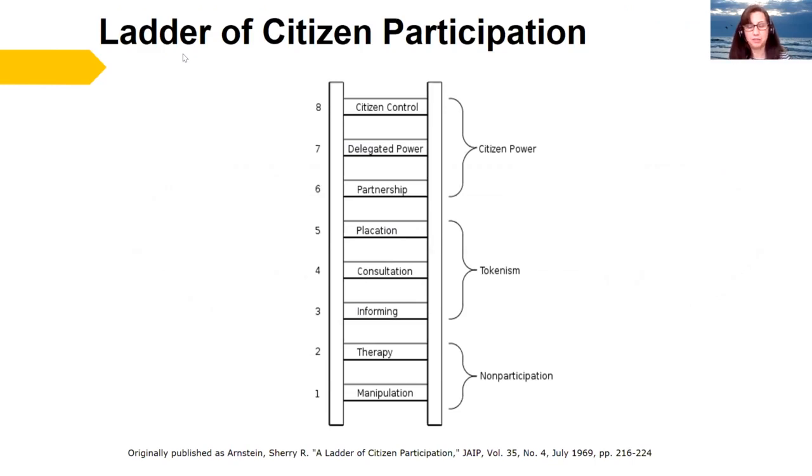Another way that this continuum is often pictured or visualized is through some sort of a ladder, and this is one that's often used by Sherry Arnstein. You'll see on this ladder, there are 8 rungs, where at the bottom is non-participation, manipulation, therapy, or informing. In the middle are all sorts of tokenistic types of participation, where we inform or just put one token person on a board, consult with them, placation. And at the top is where, in fact, there's meaningful engagement with partnership, delegated power, and citizen control.